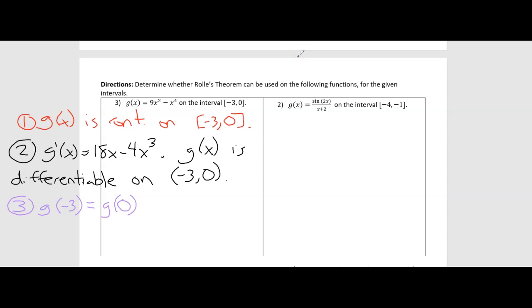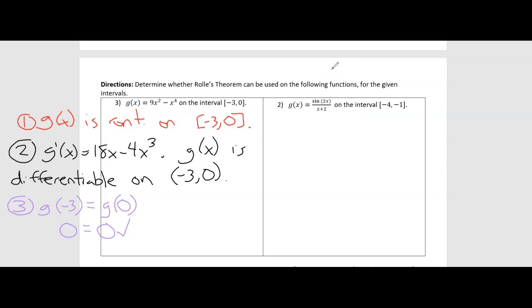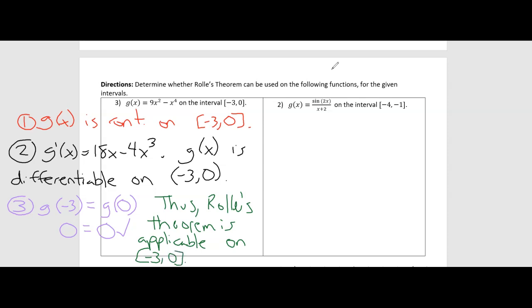But we do end up getting that g of negative 3 is equal to 0, and g of 0 is also equal to 0. Once we have shown that those three criteria hold true, we can then say, thus, Rolle's theorem is applicable, depending on how you want to say that, on the closed interval negative 3 to 0. And we are done. Off to number 2.